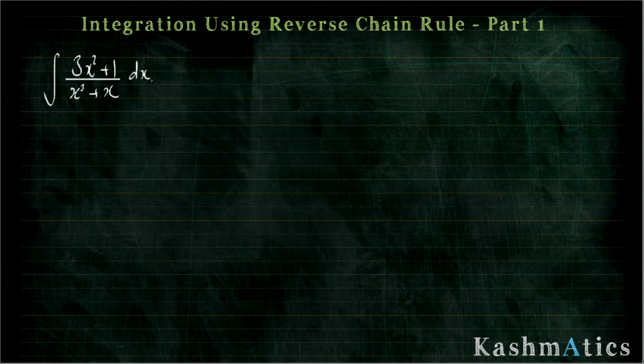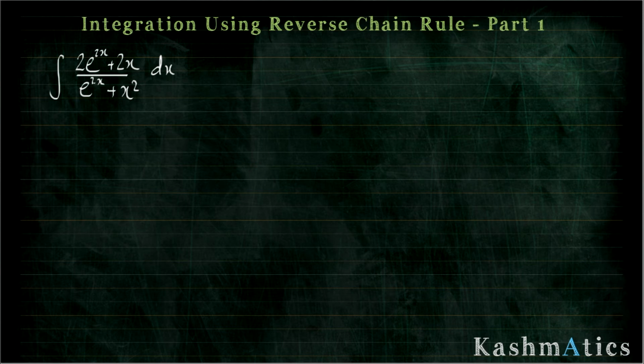So this is the first example. If you look at the bottom, we've got x cubed plus x, and if I was to differentiate that, I get 3x squared plus 1. So the top is the exact derivative of the bottom. So when I integrate this, it's as simple as just writing the natural log of the bottom plus c. It's really as straightforward as that, but you need to recognize and look for the fact that the top is the derivative of the bottom. Okay, you might not always spot it, so you need to make sure you're looking out for it.